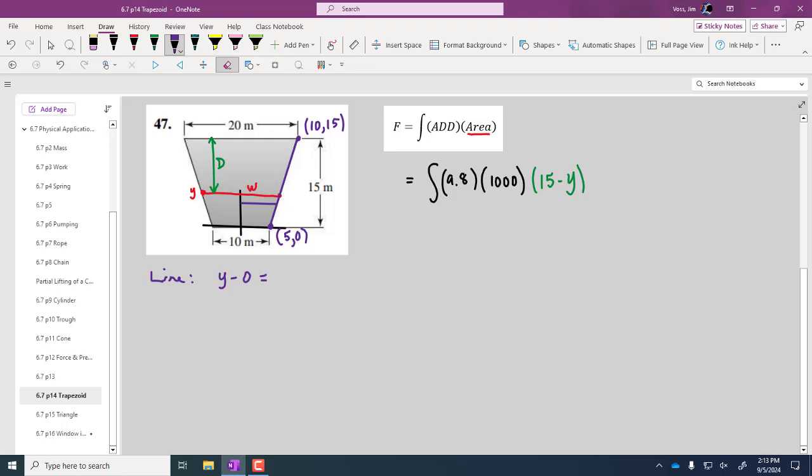So that's rise over run. So we're going up 15, so that's the rise, and we're going over 5, that's the run, so 3 is the slope, times x minus 5. So the equation of this line is y equals 3x minus 15.